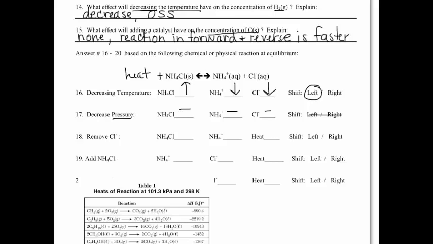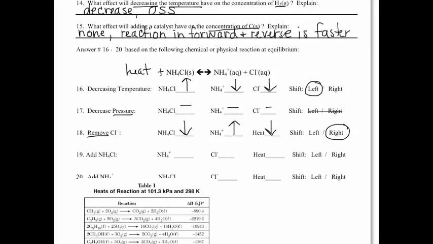Next one, removing chlorine. When we say remove, that's a decrease. On the same side as the chlorine, the opposite thing will happen. So the NH4 plus will increase. And on the opposite side, the same thing's going to happen, so those are going to decrease. Then we look at our arrows, and the side that has the up arrow is the right. So the shift is to the right because it's going to attempt to replace that Cl that was removed.